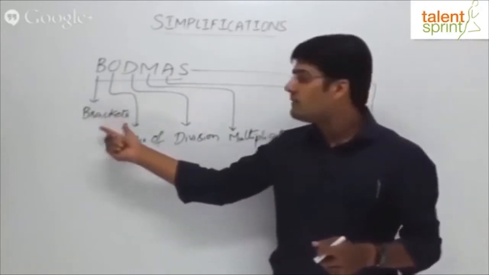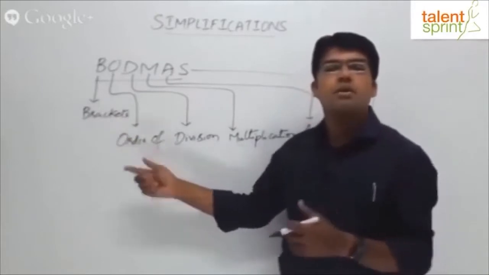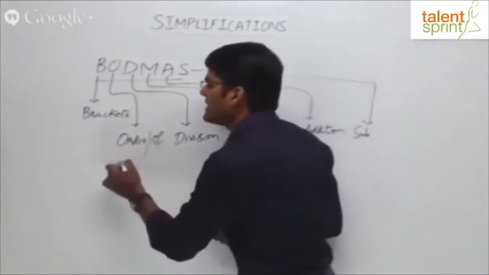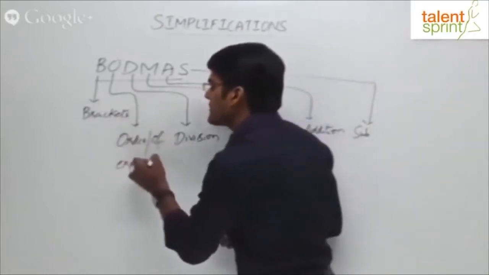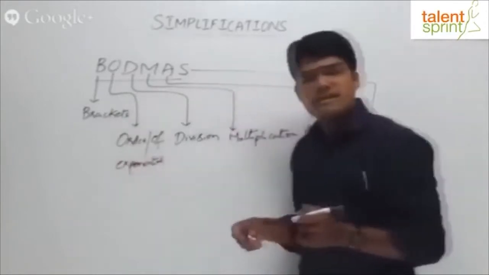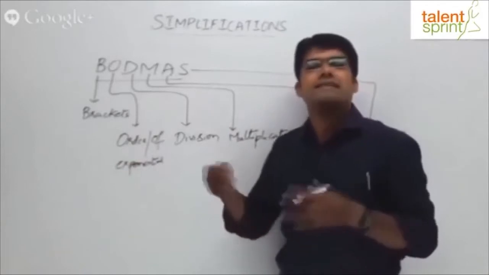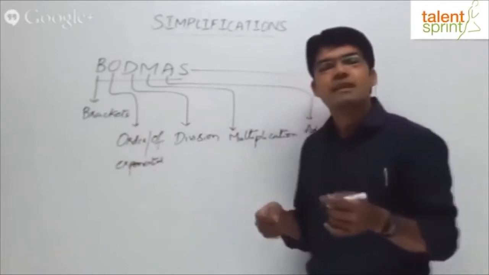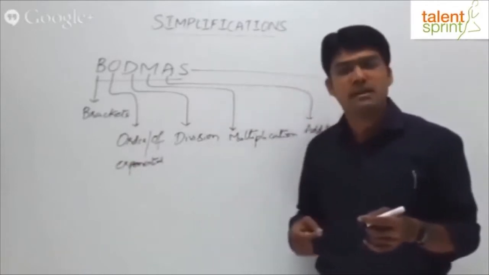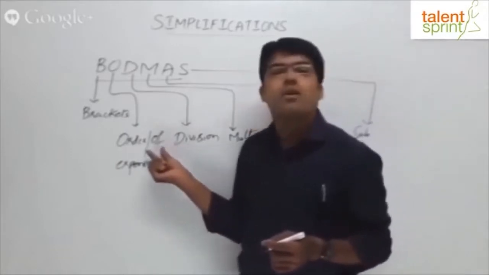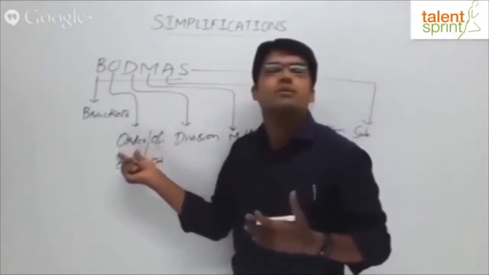Then once it is done, we move on to the operations of order of, or these are nothing but the exponential operations, right? For example, sometimes we see 3 by 8 of 4 by 5 of 16. So what does that of mean here? Of is nothing but multiplication, right? So we need to first simplify that of part.